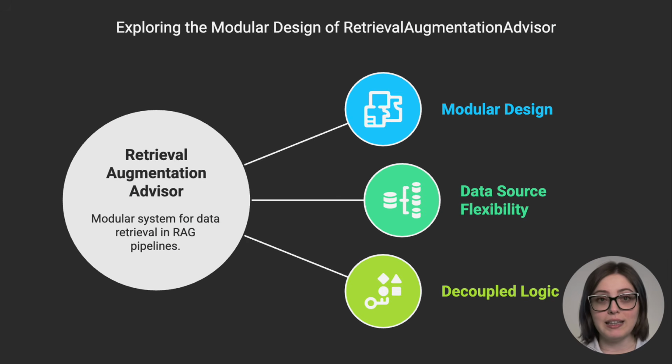Now, let's really dig into what makes this advisor special. The core strength of Retrieval Augmentation Advisor is that it's highly modular by design. You can think of it as a plug-and-play system for data retrieval within your RAG pipeline. You can configure it with any implementation of Spring AI's document retriever interface. It means that you can seamlessly swap out different retrieval strategies or data sources without redoing your core RAG logic.